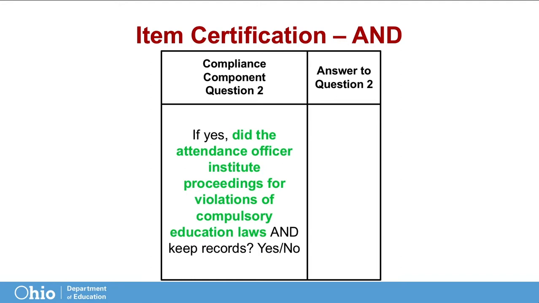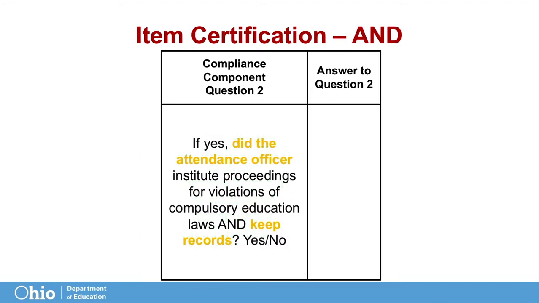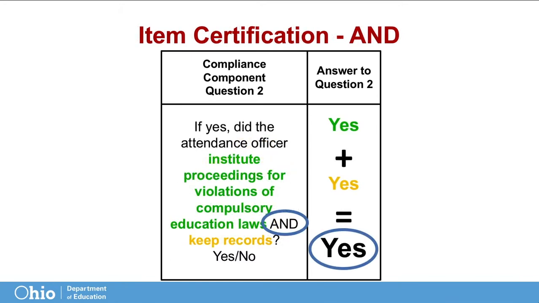In this case, the first question being asked is, did the attendance officer institute proceedings for violations of compulsory education laws? The second question is, did the attendance officer keep records? You must consider both questions to determine the appropriate answer for compliance component question 2, as you can only enter one response of either yes or no.